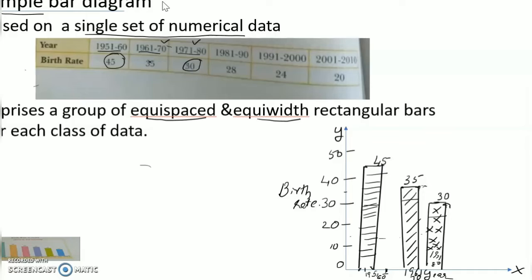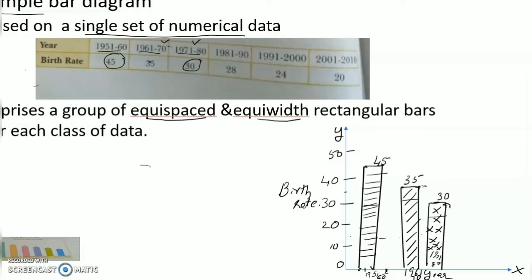So first you have to draw the y-axis and x-axis, and from there you have to write the measurements. First see what the maximum value is. Here it is 45, so I am taking the interval as 10, 20, until 50. And on the other axis we write the sets of years: 1951 to 60, up to 2001 to 10. So 1951 to 60, then we have to draw all the bars like this.